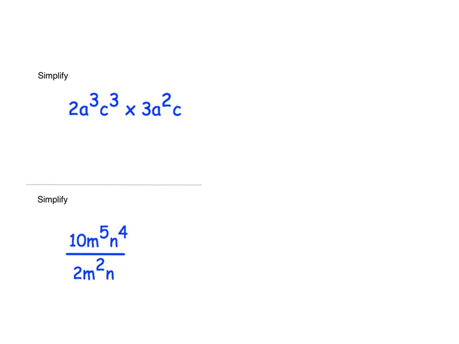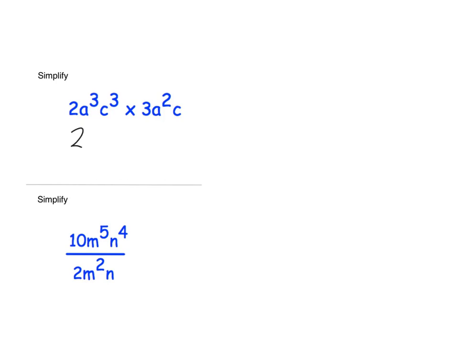Simplify 2a cubed c cubed times 3a squared c. So I'm going to rearrange everything and put the numbers first. Remember, 2a means 2 times a. All of these are multiplication, so it's commutative, which means we can switch them around.